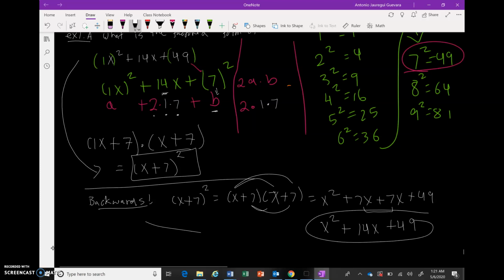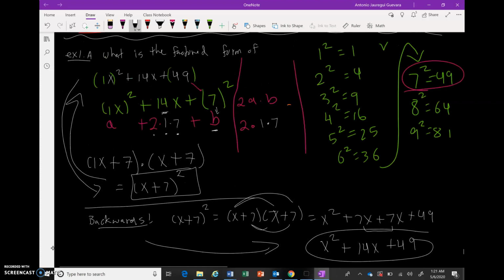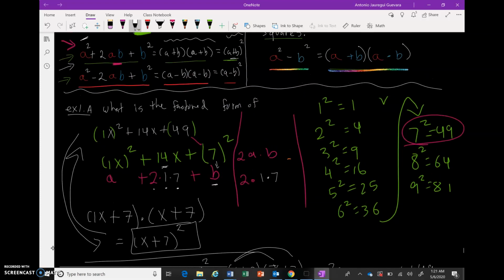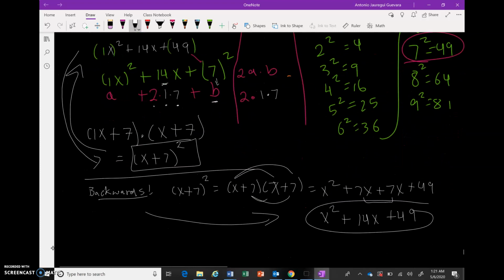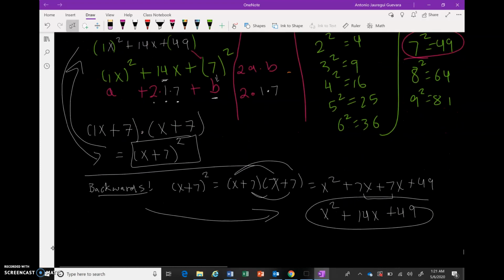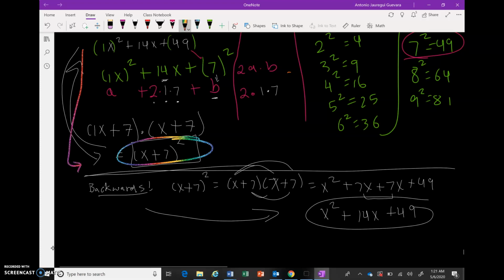And again, that's going backwards. Does this give us that? Yes, absolutely. It gives us x squared plus 14x plus 49. So that is the power of knowing this form, because if you know this form, then you can automatically get to that form, and that's really, really useful. It's one of those forms that you want to memorize. Hopefully that makes sense. So again, my magic answer that I want you to get is from here to here. Okay?